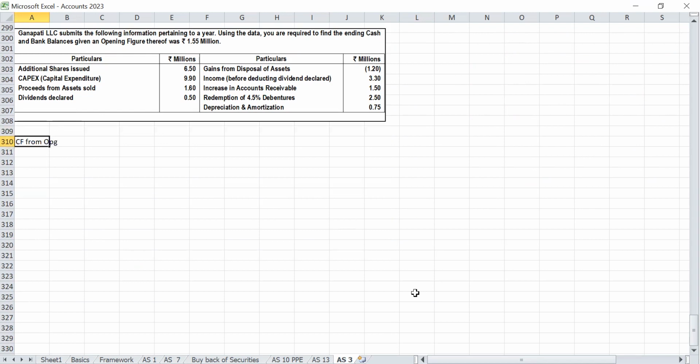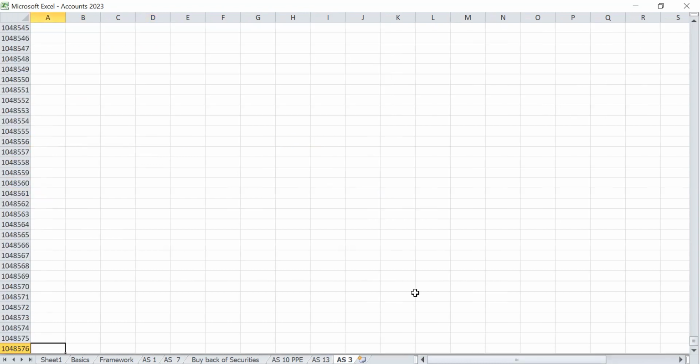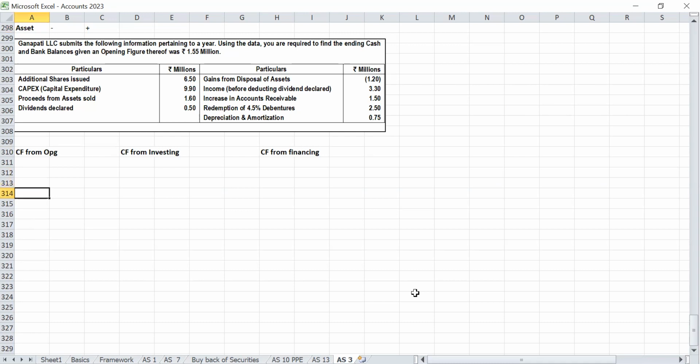Ganapati LLC submits the following information pertaining to a year. Using the data, you are required to find the ending cash and bank balance given an opening figure thereof was 1.55 million. Particulars: additional debtors and creditors. Additional shares issue 6.50 million. Capital expenditure 9.90 million.